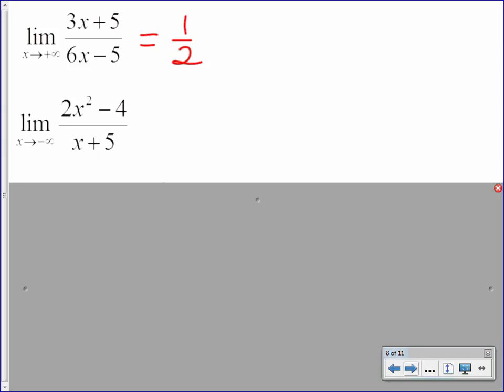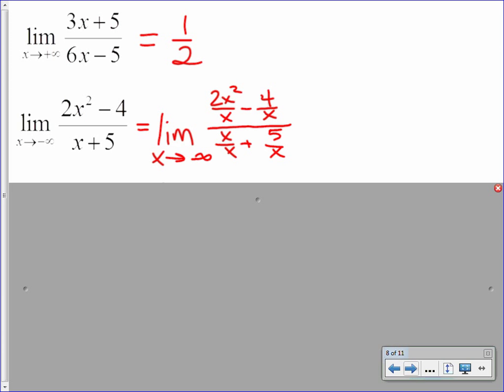What we're going to do is take each term and divide it by the denominator's highest degree. So our denominator is x to the first. We're going to take each of these terms: 2x squared over x minus 4 over x, divided by x over x plus 5 over x. I'm doing the same thing to everything, so I haven't changed the value, because we're doing the same thing to numerator and denominator. We're doing this so we can now look at the limits individually.